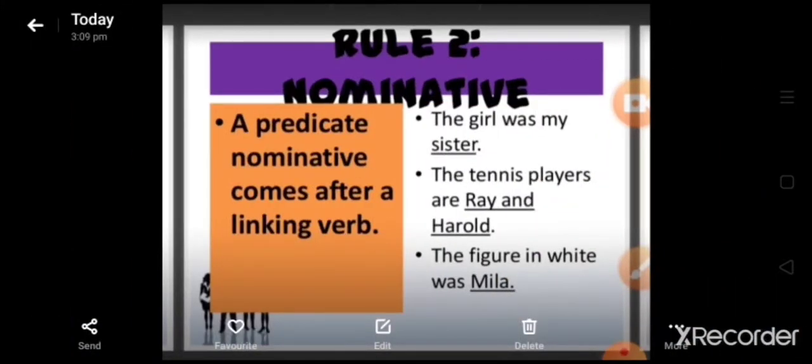Now rule number 2 of the nominative case: a predicate nominative comes after a linking verb. Here you can see in the examples, the girl was my sister. Here the linking verb is was, and my sister follows. The tennis players are Ray and Harold. The figure in white was Myla. So this way we can recognize the nominative and the predicate nominative.